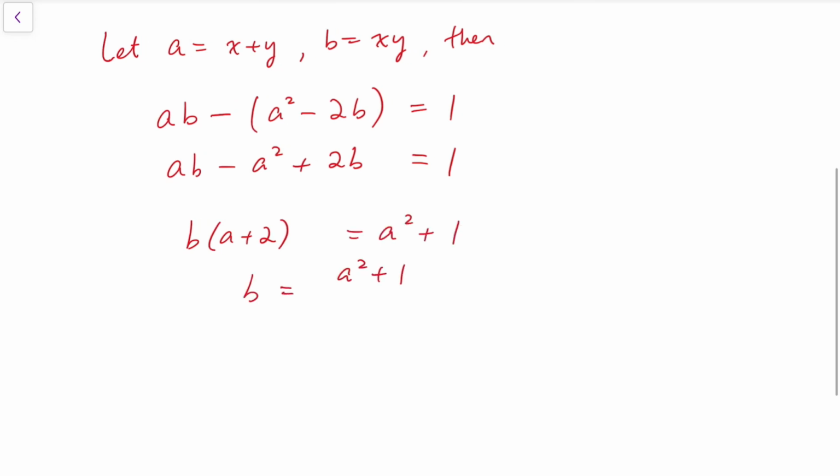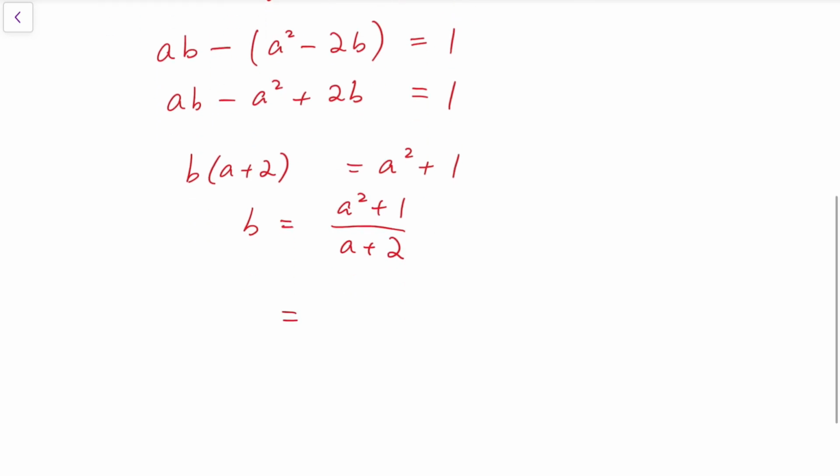Because by choosing b as the subject, I'll have the other side as a fraction just in terms of a. And the denominator only has degree 1, while the numerator has degree 2. So I can do some sort of division by splitting the numerator into two parts. The first part is a multiple of a plus 2, or I should say that expression is divisible by a plus 2.